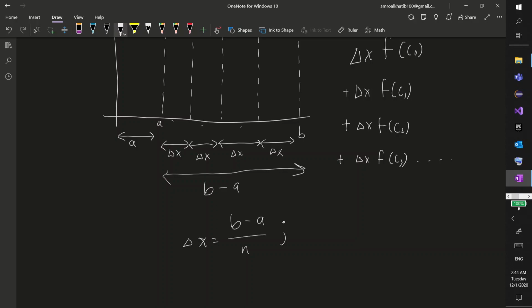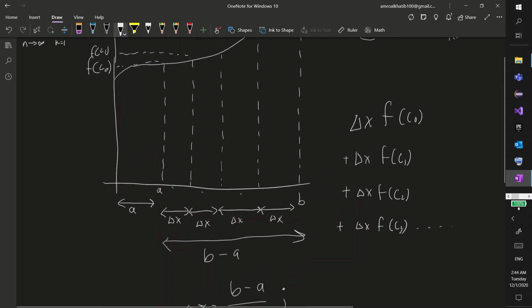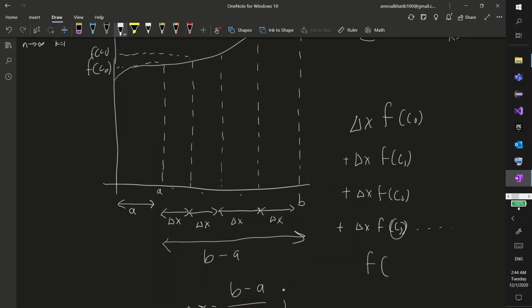Let's find the formula for c. C is the x value, right? If you have f of x, that equals y, the height. So your c is just going to be your x value over here. What's your first x value? This x value. So it's going to be this whole distance, and this whole distance is going to be a plus delta x.